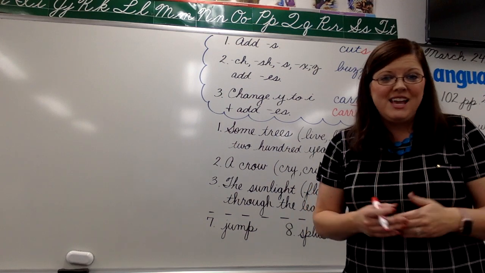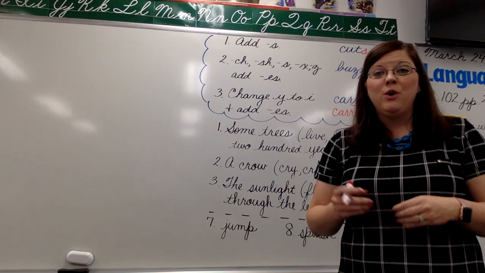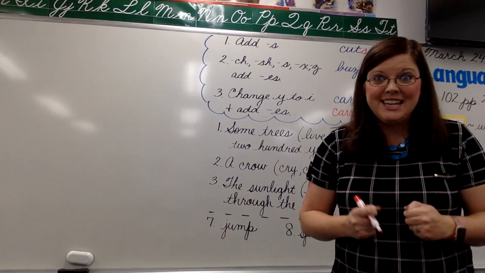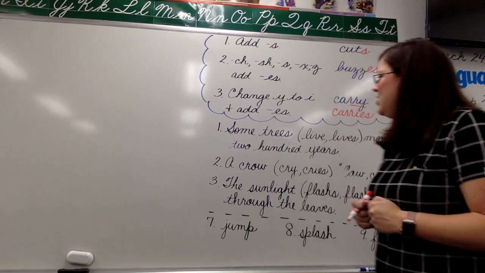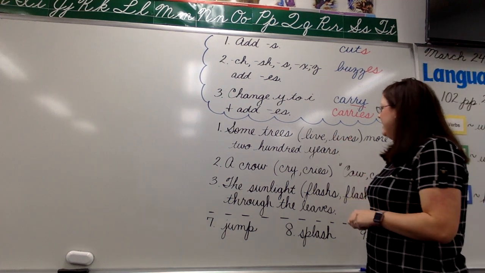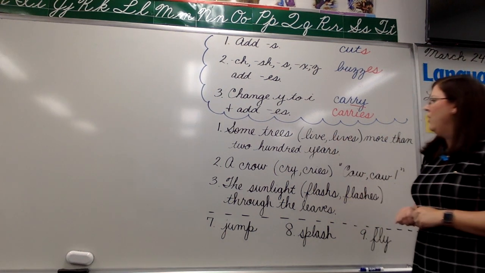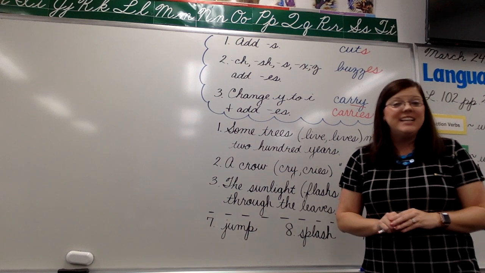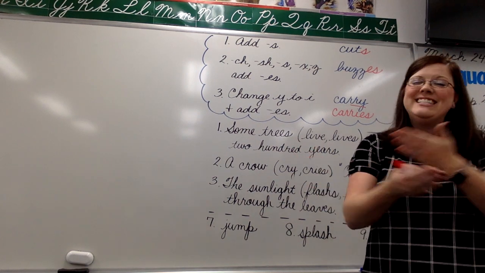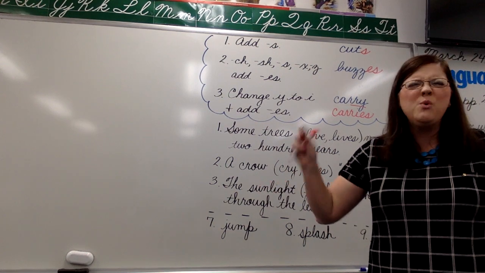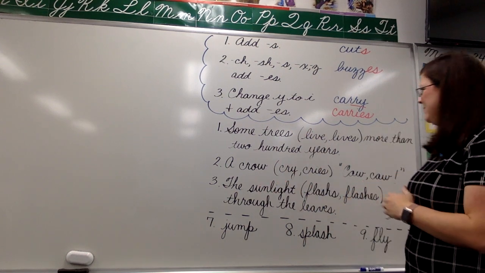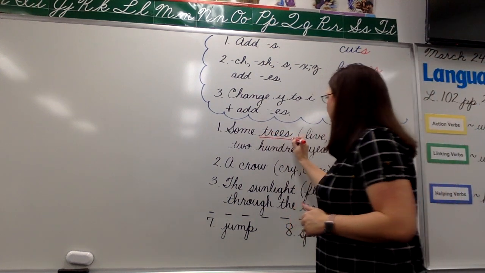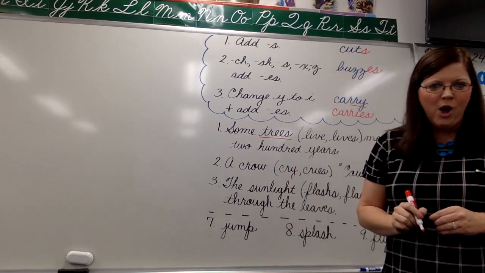We're going to look at some of the examples that are in your textbook. So if you haven't already gotten your textbook out, grab that textbook and a pencil because here we go. Number 1, some trees live or lives more than 200 years. The thing that we need to do first is figure out who or what the entire sentence is about. Who is the star of this sentence? If you answered trees, good job. Underline it one time.